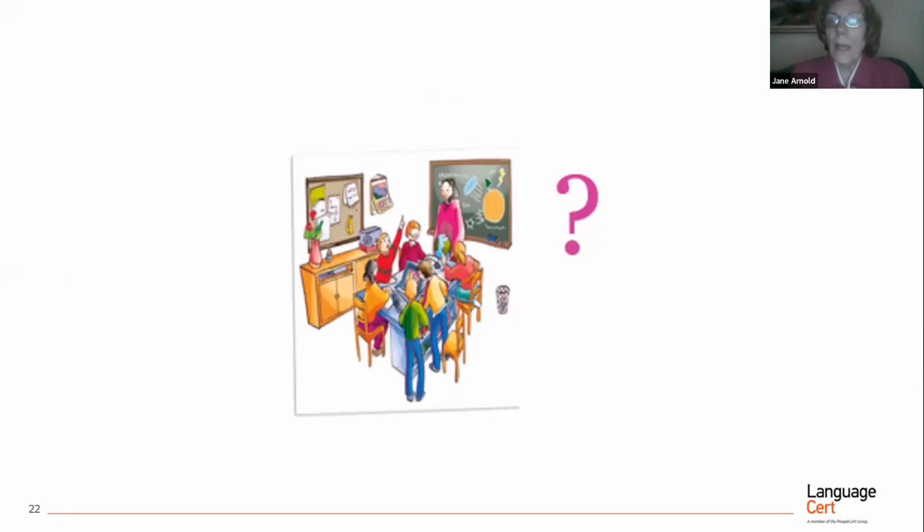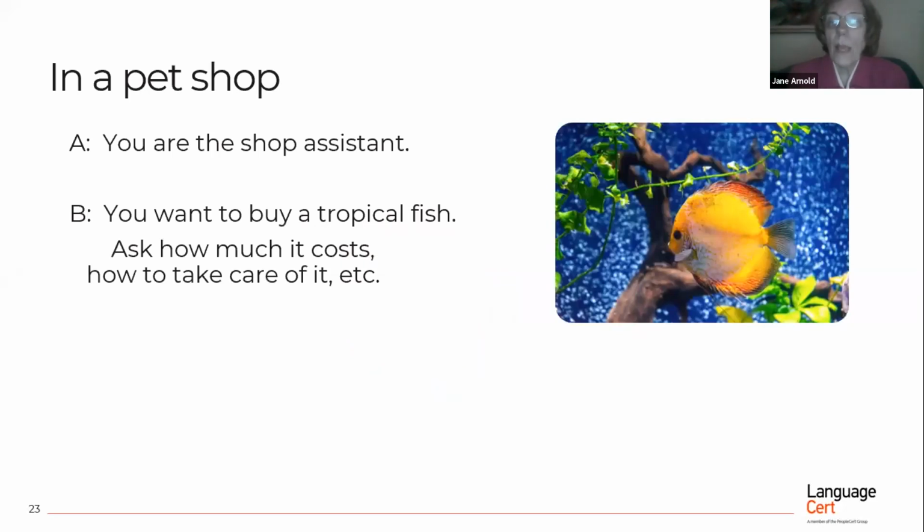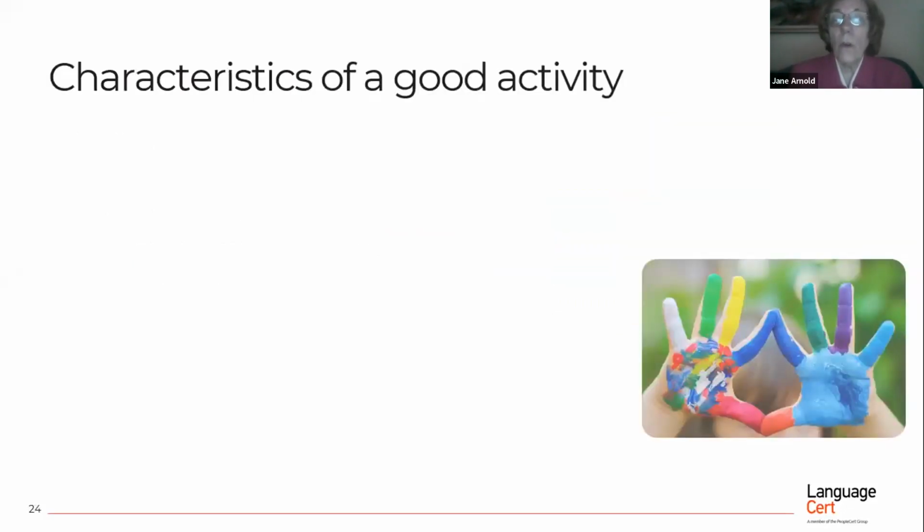Now, we can ask ourselves, what does this have to do with our classes? Well, we can look at a couple of activities now. One is a typical textbook activity where the students in pairs talk to the person next to you, and they have to imagine they're in a pet shop, and one is the shop assistant, and the other wants to buy a tropical fish, asks how much it costs, etc. If we analyze these according to the characteristics of a good activity, it has personal meaning for students, unless they have a tropical fish, none.